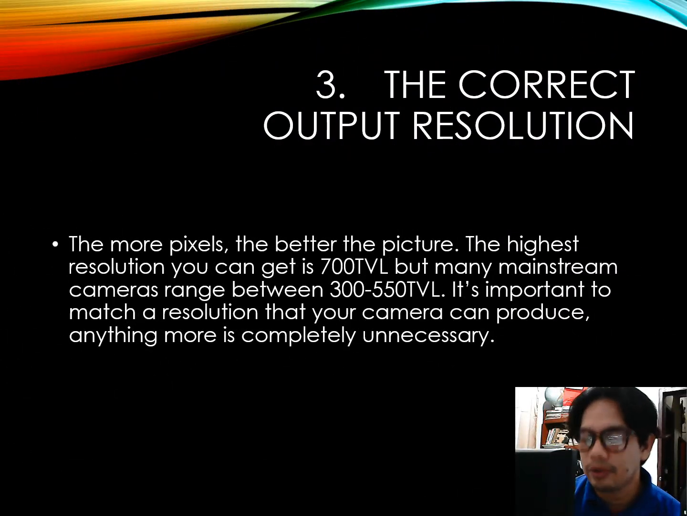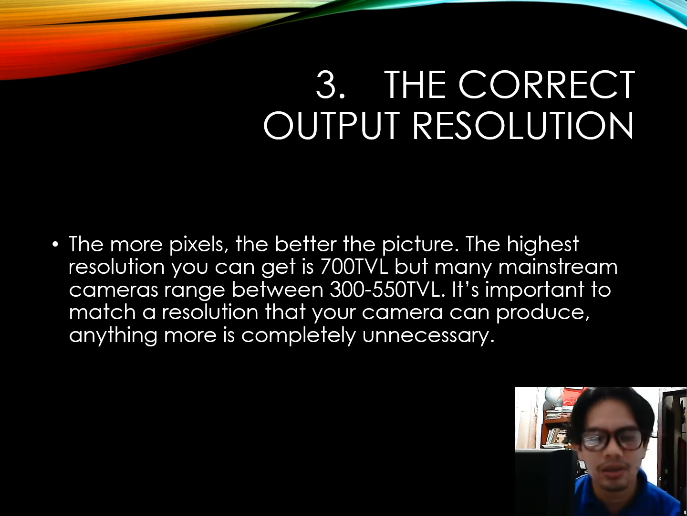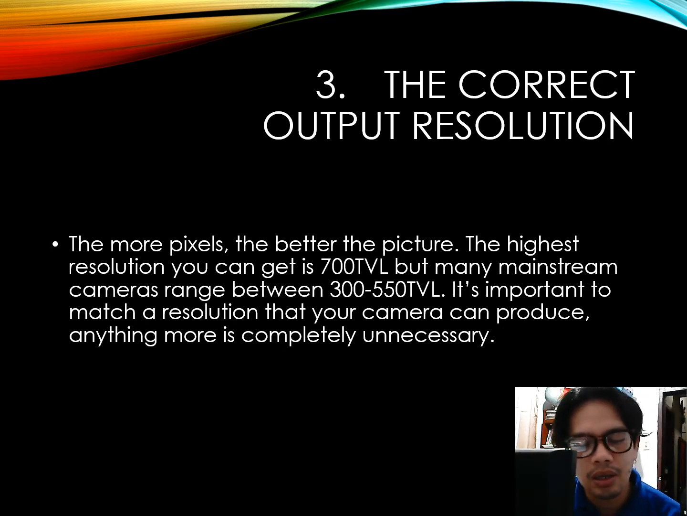The correct output resolution. More pixels. The more pixels, the better the pictures, the clearer the image. The highest resolution you can get is the 700 TVL, but many mainstream cameras range between 300 to 550 TVL. It is important to match the resolution that your camera can produce. Anything more is completely unnecessary.